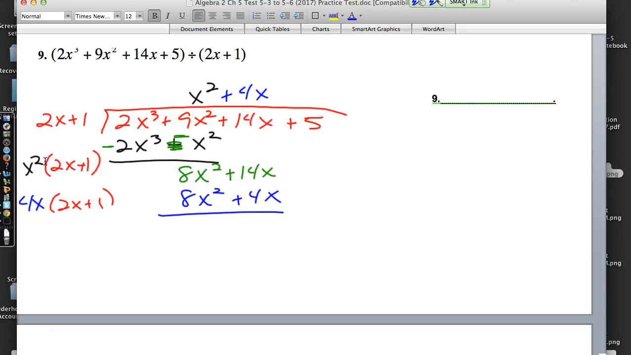All right. Got to change the signs and add. That's now going to be subtraction. That's now going to be subtraction. 8x squared minus 8x squared, brilliant, is gone. 14x minus 4x, that's a 10x. Then what? Bring down the 5. And start over.